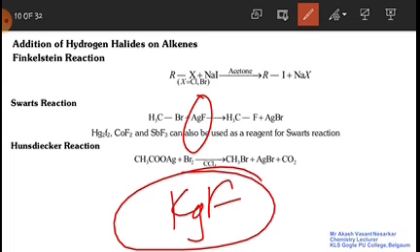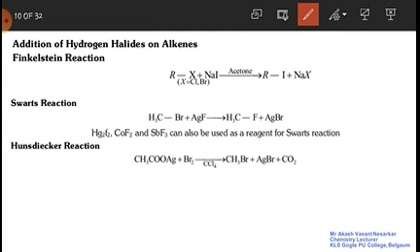That is simple. You know the latest movie is coming, right? KGF Chapter 2. So instead of KGF, it is AgF. Instead of K, we are having silver. So if AgF is there, then it is Swarts reaction. You have to use such tricks to remember the reactions. Then you will get fluoroalkane as a product and silver bromide, silver salts of halides, as the byproduct.